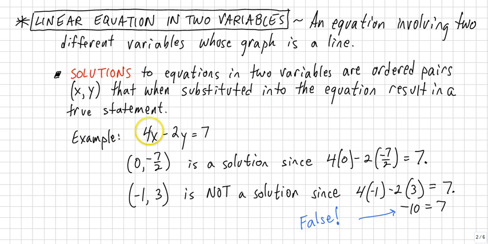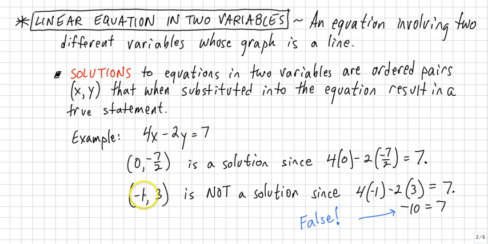So for example, let's say we have 4x minus 2y equals 7. So it's definitely an equation because we have our equal sign. We've got two different variables, x and y. So the ordered pair 0, comma, negative 7 halves is a solution. And I know that because when I plug 0 in for x and negative 7 halves in for y, 4 times 0 is 0, negative 2 times negative 7 halves is positive 7, so that equals 7. So this is a true statement. So this ordered pair is a solution to this equation.